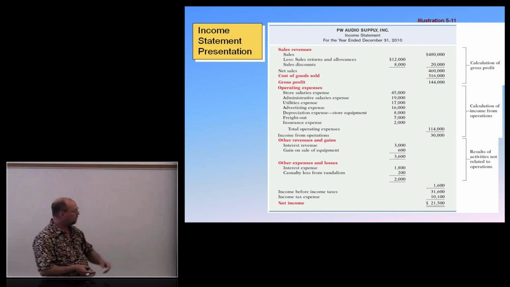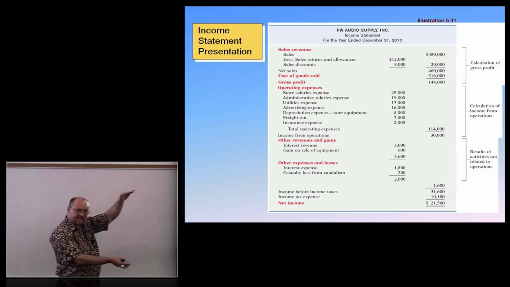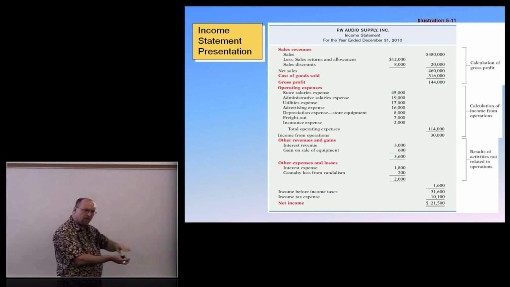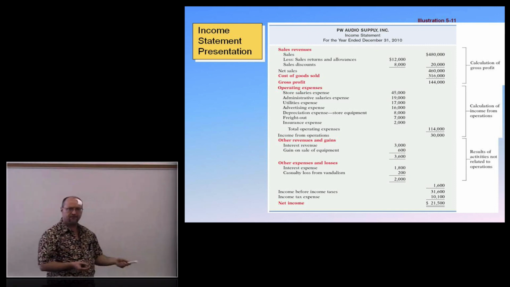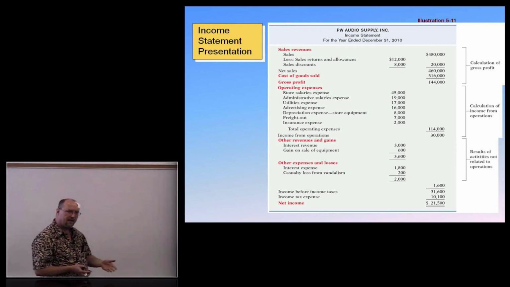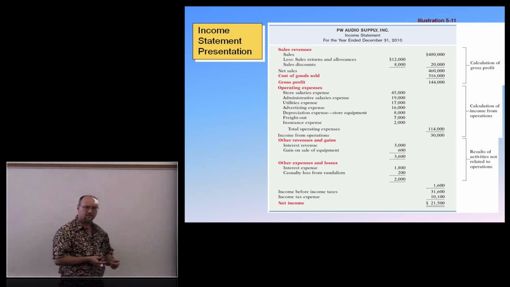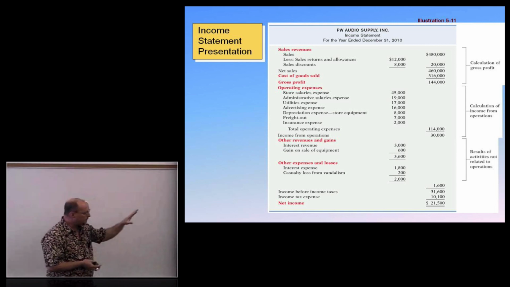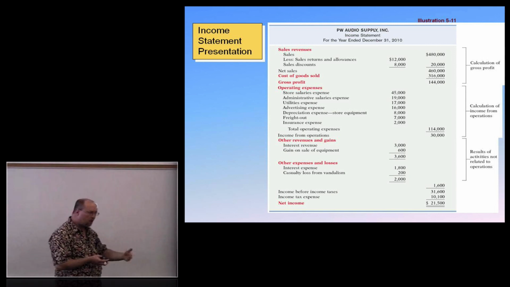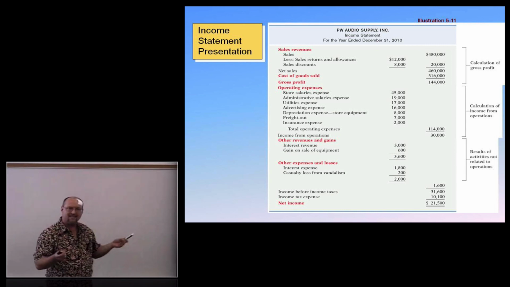Okay? So from sales to operating income, this is our main business. Below operating income, they call it incidental or peripheral activity. We still account for it, but we know it's not as important to the ongoing success of the business. We're still reporting it, but by putting it below operating income, it tells the person looking at the financial statements, okay, it's there, but it's not as critical to the success of the business.